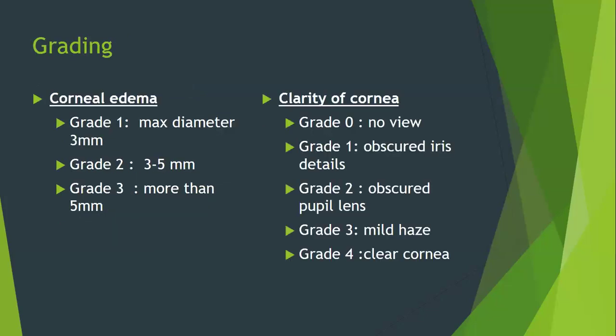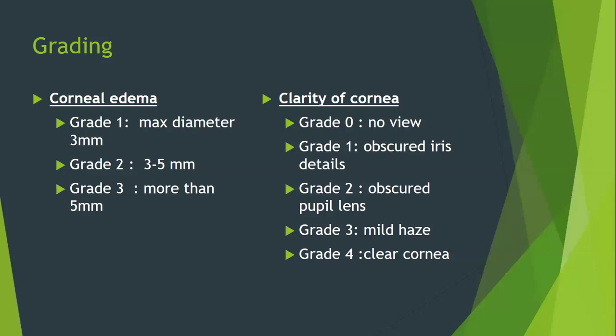So first, you look at the cornea and you do the grading of corneal edema, or you can say, I will grade the clarity of the cornea. Corneal edema, if the maximum diameter is 3 millimeters, it is called grade 1. 3 to 5, it is grade 2. And if it is more than 5 millimeters, it's grade 3. The one I showed is definitely grade 3.